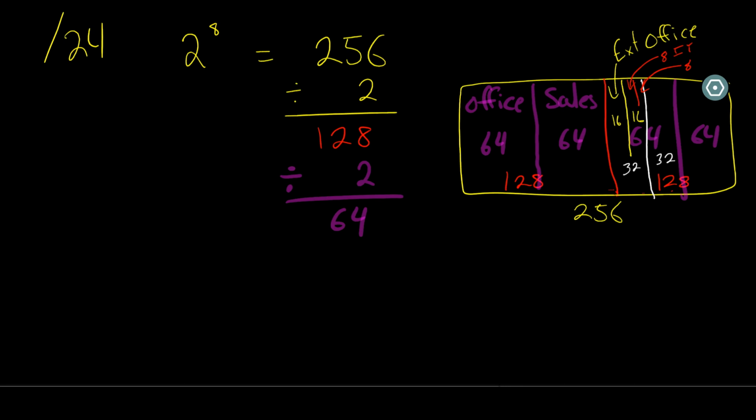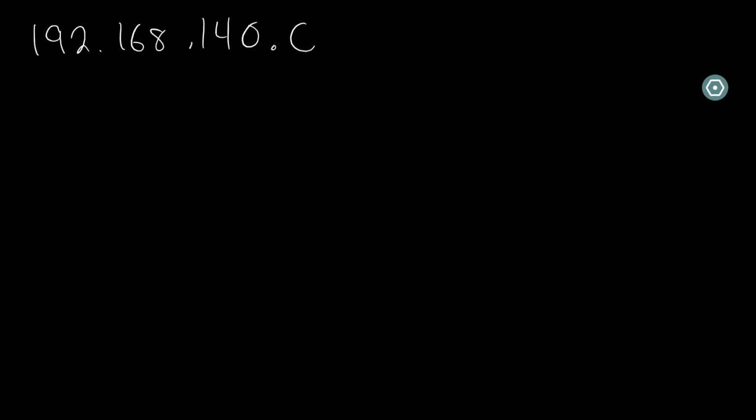How do we do that mathematically? Well, that's what we're going to do next using subnetting. So to get started, we are going to look at our address. So we're looking at 192.168.140.0, and we know it's a /24.